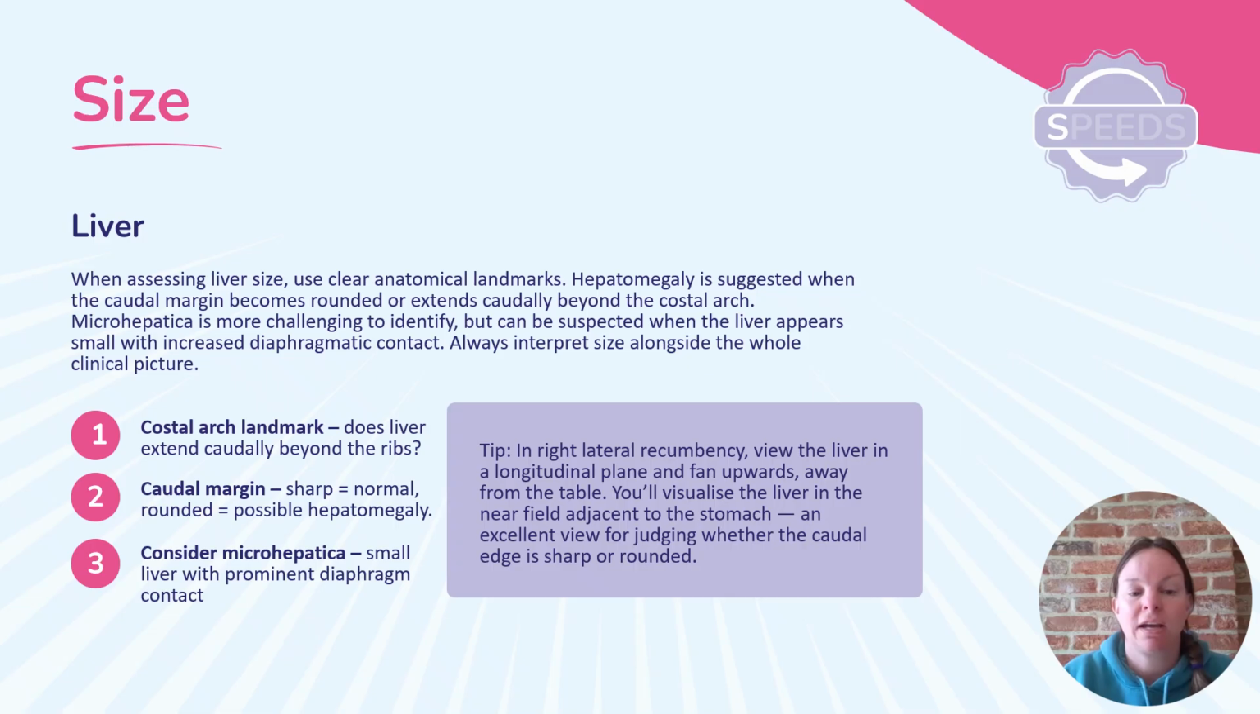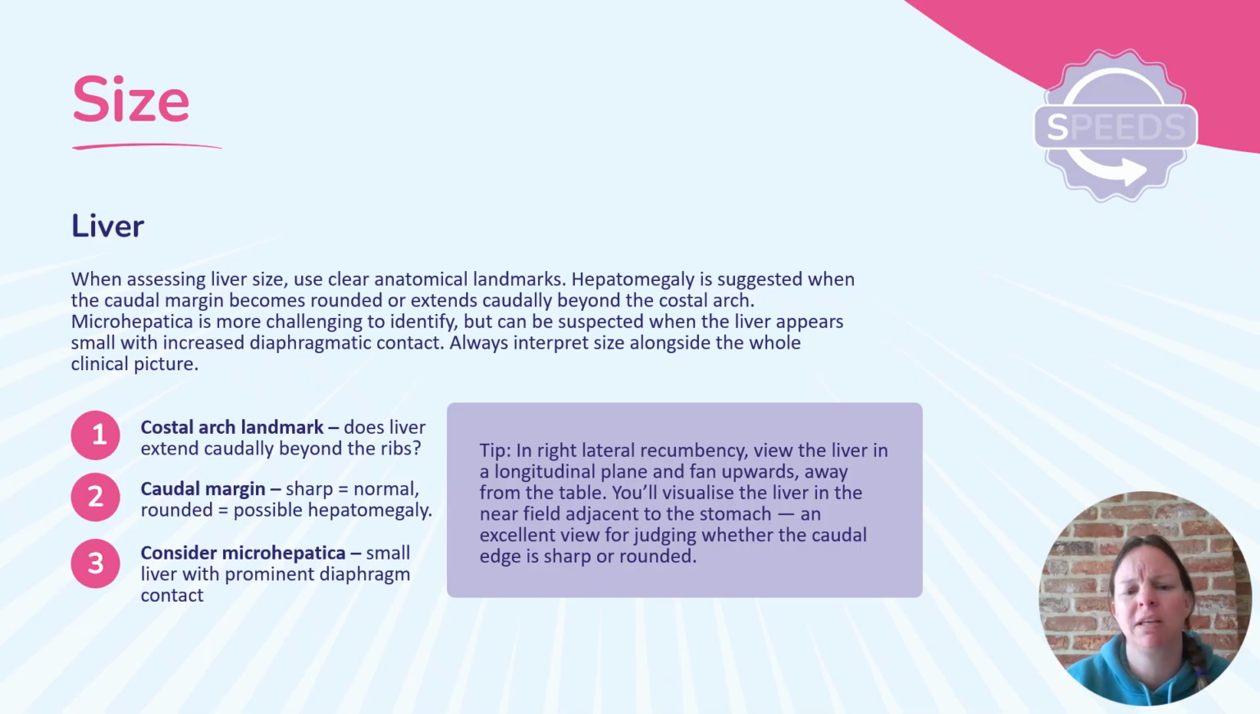So looking at that costal arch, does the liver extend caudally beyond the ribs? The caudal margin, is it sharp, like normal, or is it rounded? That could indicate hepatomegaly. And if the liver is very far cranial, then we need to judge whether there's microhepatica. We also need to think, if it's a large dog, then their livers can be quite far cranial.